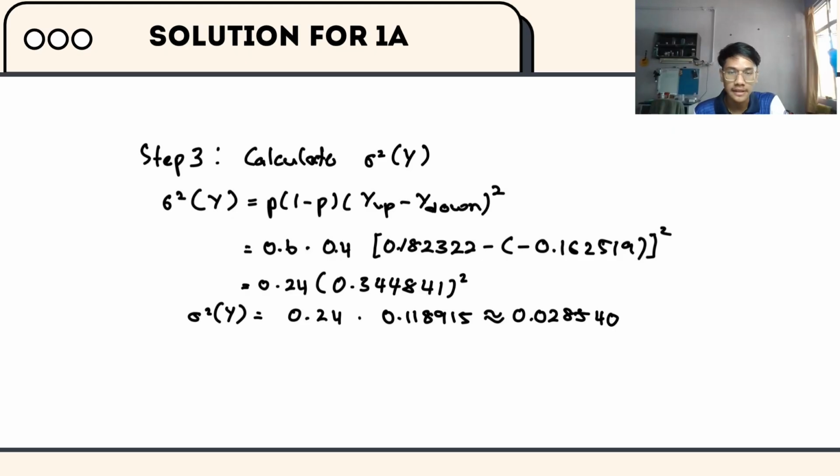For the final step, we need to calculate the variance of the log return Y, and we will use the algebraic shortcut for a binary outcome distribution. This is the formula: P times 1 minus P times Y up minus Y down, squared. We insert all the values, and we will get an estimated value of around 0.028540.